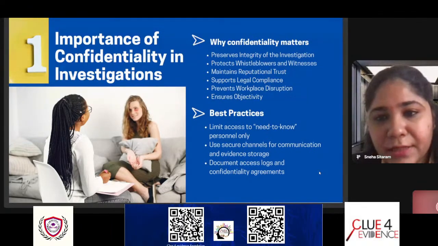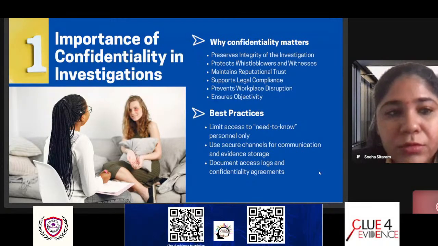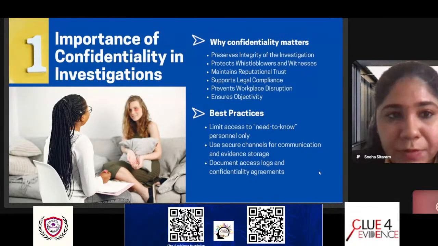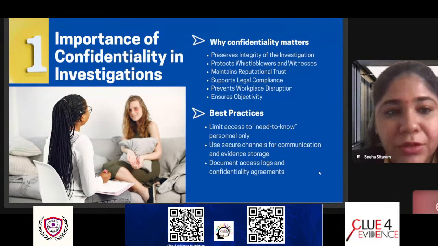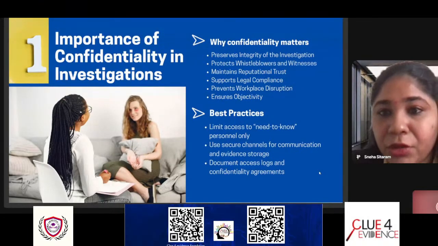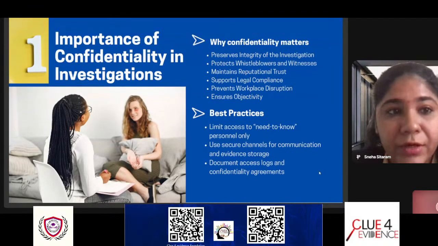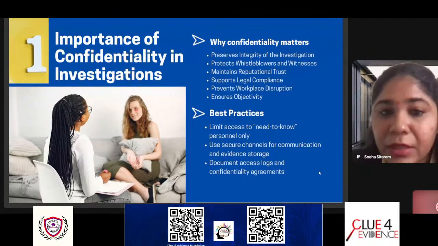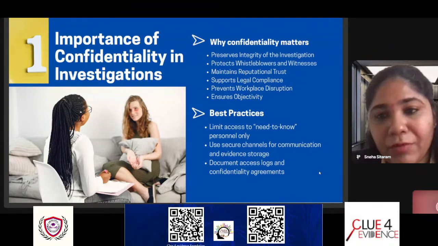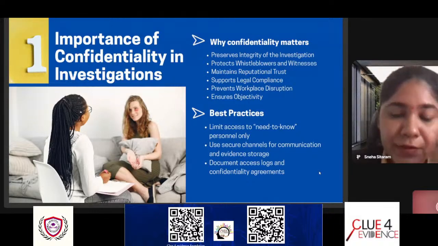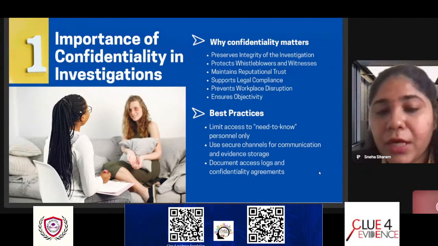So the best practice is, we need to limit the access to the people who need to know. Every sheet, every document should be password protected, and the access should be given only to the team members we have seen, that is, the team structure or the investigators who are involved in this particular assignment or case which they are dealing with. Use secure channels for communications, and even in the case of evidence storage, that also has to be taken care of, be it cloud storage or a hard drive or anything for that matter. And as we have discussed, passwords are also important. Next slide.